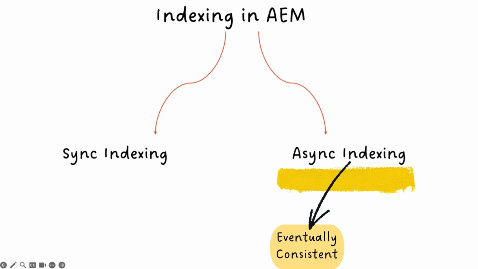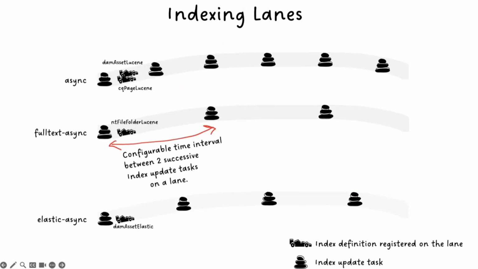Now, before we get into the details as to what this async process actually does, we need to understand some core concepts that form an integral part of the async indexer service in AEM. First, the indexing lanes. These are nothing but a name given to parallel instances of the async index update process. An index definition in AEM can be registered on any of the configured lanes and gets updated when the process or the async job for that lane runs.